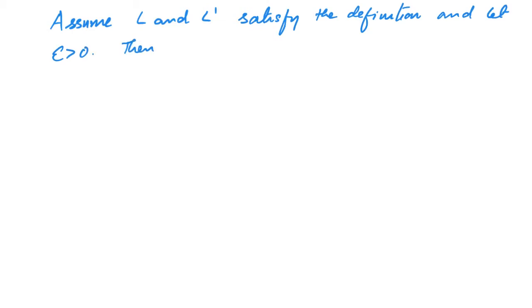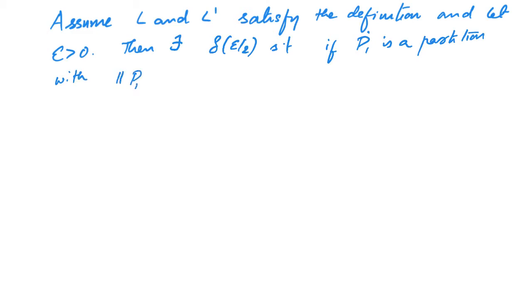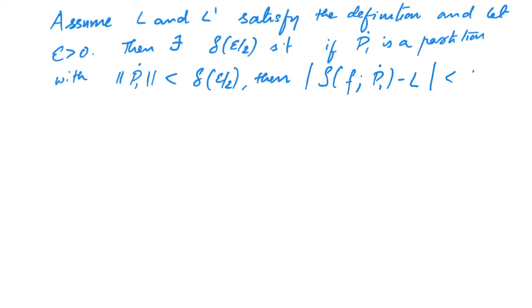Then there exists delta that depends on epsilon by 2 such that if P1 dot is a partition with norm of P1 dot less than delta of epsilon by 2, then norm of S of f, P1 dot minus L is less than epsilon by 2.